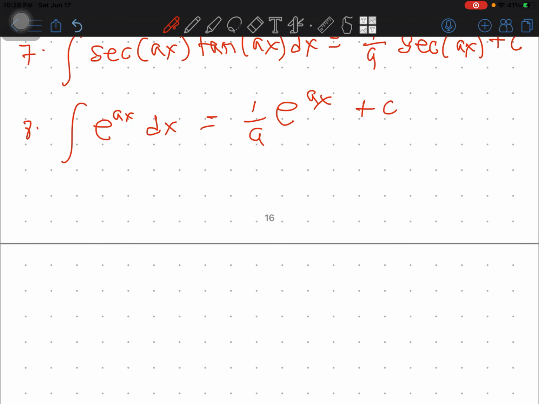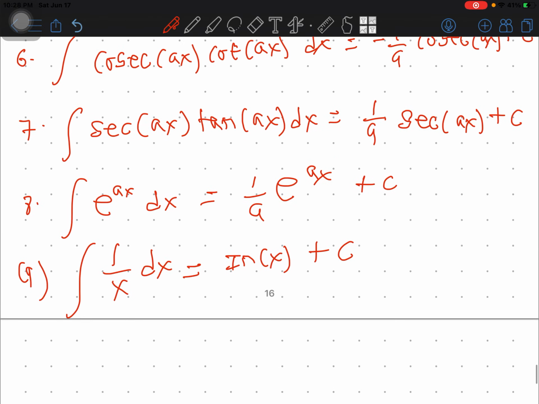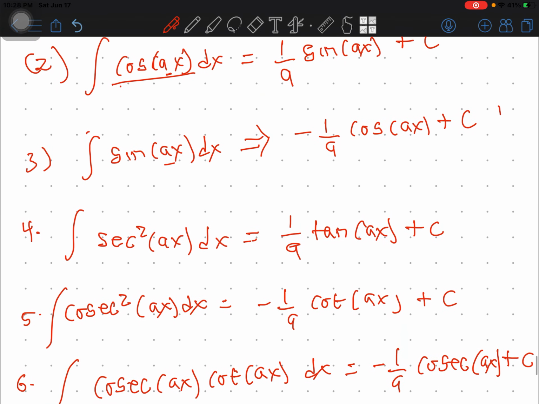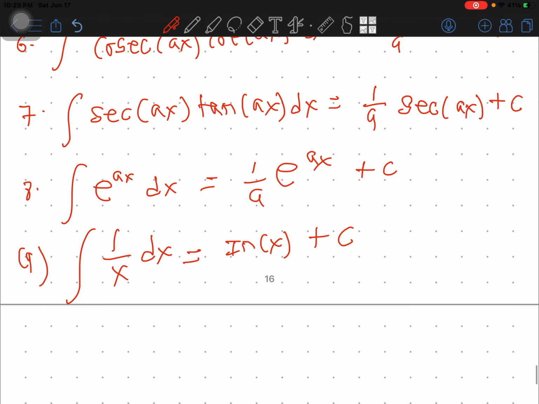And then the last one that I want to give to you is 1 over x dx, which is equal to ln x plus c. So these are some few standard integrals that I want to discuss with you guys.